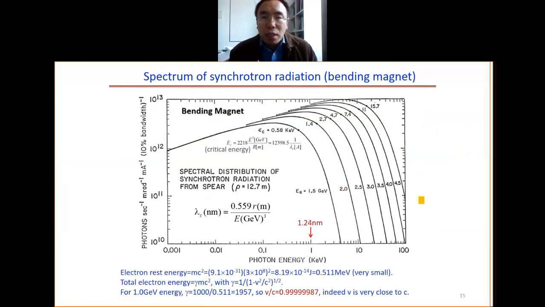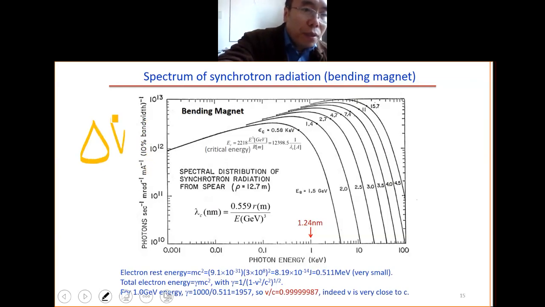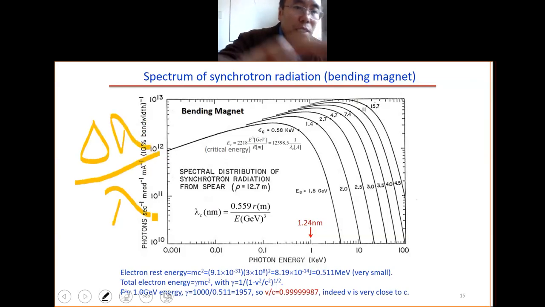So now let's look at the X-ray synchrotron radiation spectrum. Here the y-axis is photons per second per solid angle per current of the electron. When the electron moves in a circle in the storage ring, it has a current. Then per 10% of the bandwidth. Bandwidth means delta lambda over lambda, something like this.